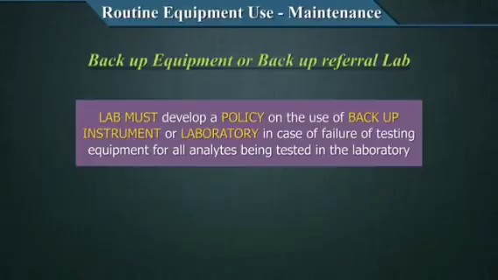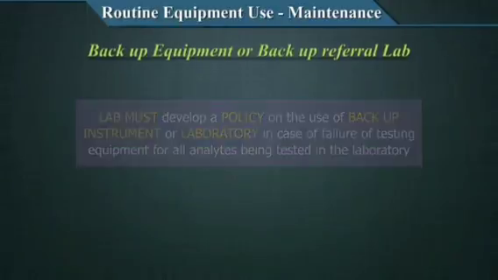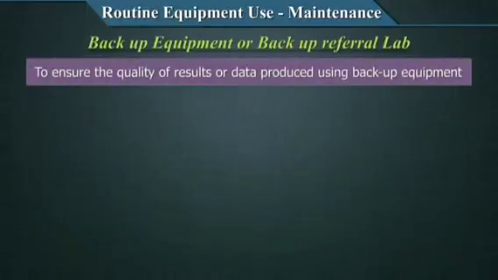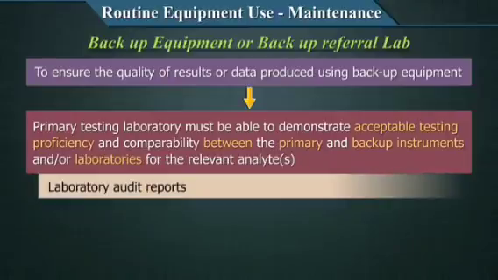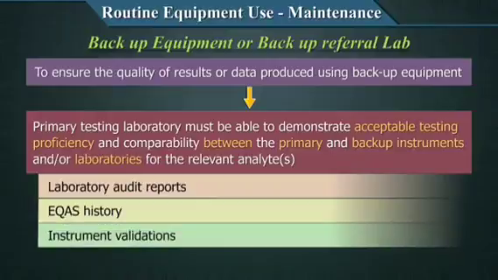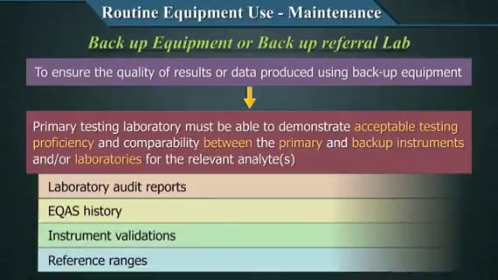So you should have a backup plan. There can be breakdowns, so what is your backup plan? To ensure the quality of the result or data produced using the backup equipment, the primary laboratory must be able to demonstrate acceptable testing proficiency and comparability between the primary and the backup equipment or the backup laboratories for such relevant analytes using tools such as laboratory audit reports, EQAS history, instrument validation, reference ranges, etc.